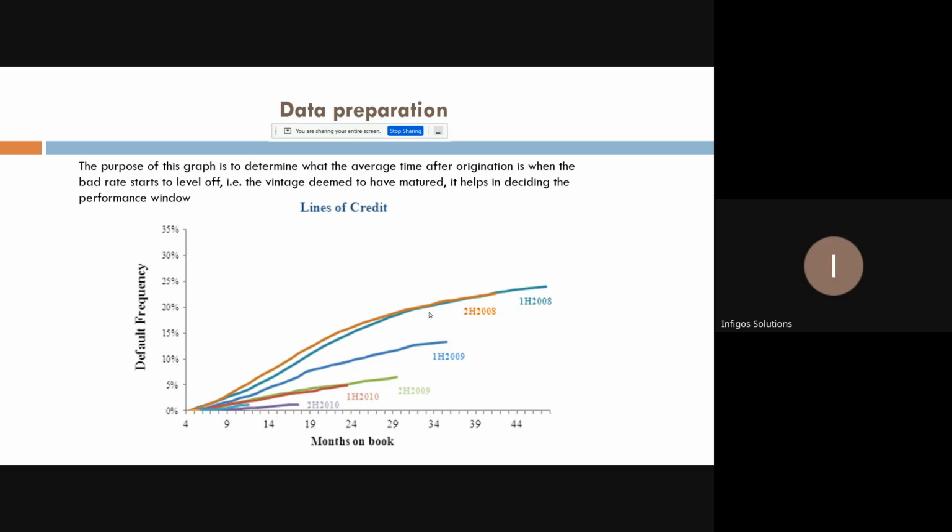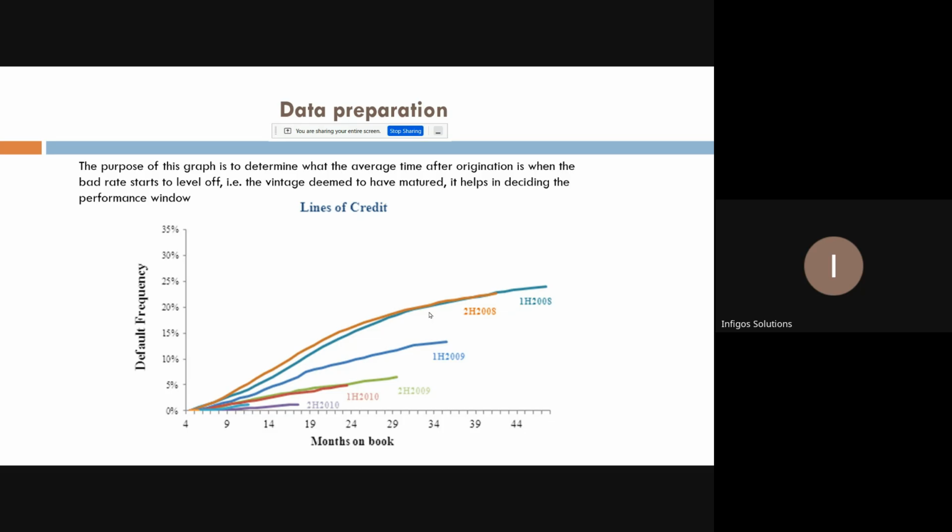So I had told you that you need to talk to multiple stakeholders during the scorecard building process. Are you okay with this outlier treatment? Are you okay with this bad definition? Are you okay with this performance window? So you need to take multiple stakeholders into consideration when you build a scorecard. It's not something which you will do alone. You will look at the sales, the customer, the regulator. Based on that, you will decide.